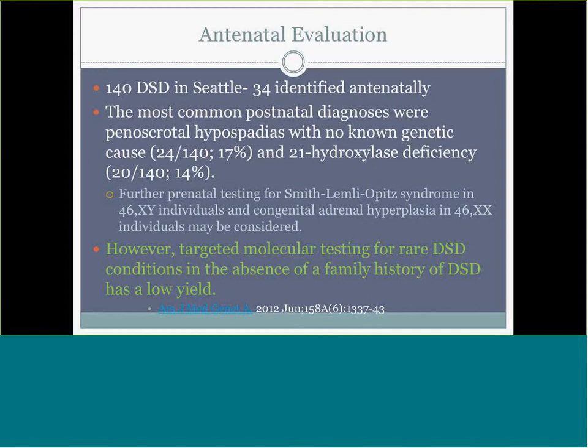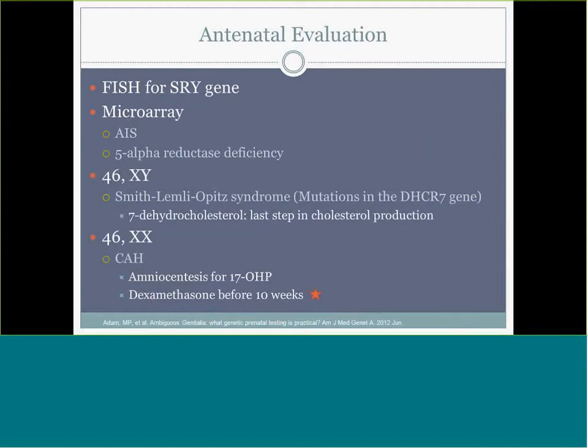And I approached Melissa about this and said, well, should we be testing for WT1? We have all these kids with Fraser syndrome who don't have a lot of other obvious anomalies except for their kidney failure. Should we be doing that? And I think that's a philosophical thing that we'll all have to think about. But I think what most of us can agree on is that antenatal evaluation should consist of a FISH for SRY, for androgen insensitivity syndrome and 5-alpha-reductase. If they're 46XY, we can do the Smith-Lemli-Opitz syndrome mutation check. And if they're 46XX, check for CAH. You can do an amniocentesis for 17-hydroxyprogesterone.